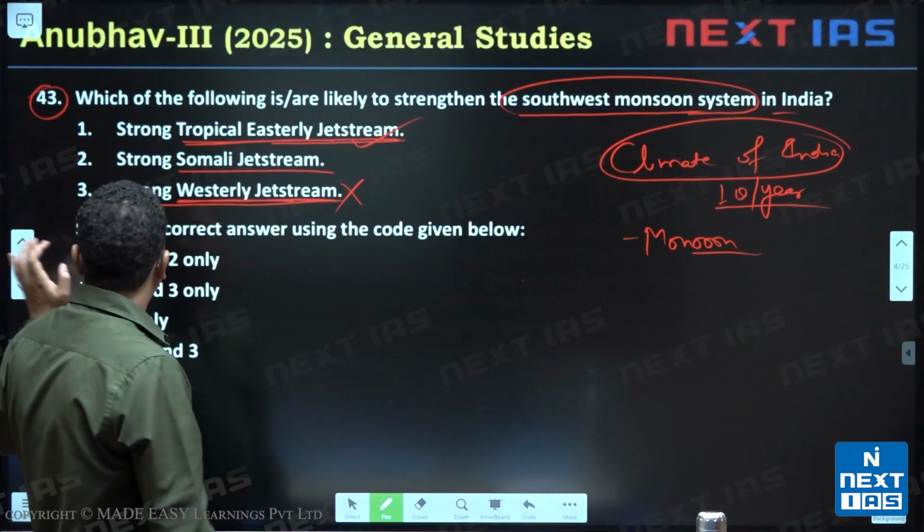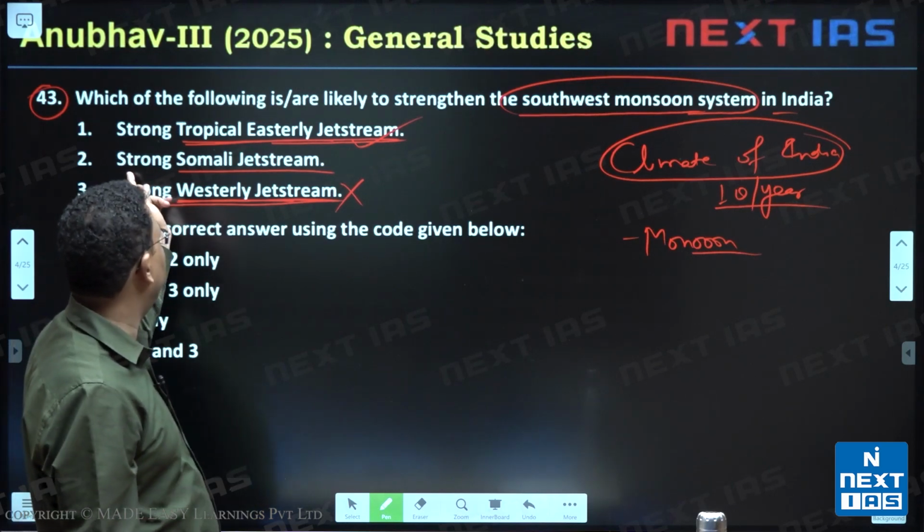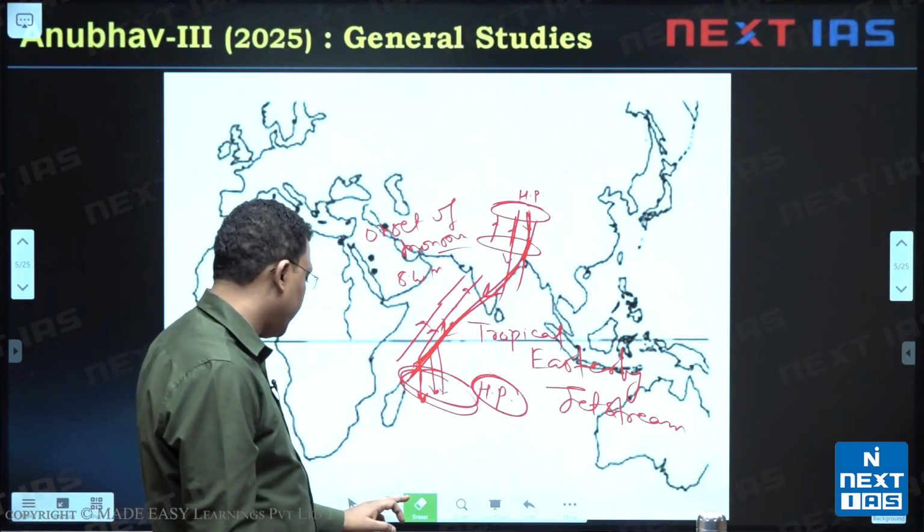Now let's see the remaining second one listed here, basically the strong Somali jet stream. So let's see what exactly it is.